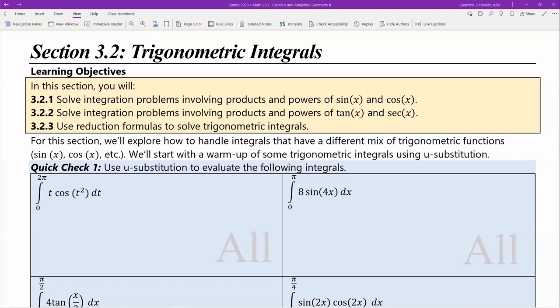Hello, everyone. This is the lecture for section 3.2, trigonometric integrals. So these next two sections are going to require a lot of knowledge from your pre-calc. It's going to test you really hard on your pre-calc stuff, okay? So if you haven't done so yet, go look for those pre-calc notes. In particular, go look for those trigonometric identities, okay?